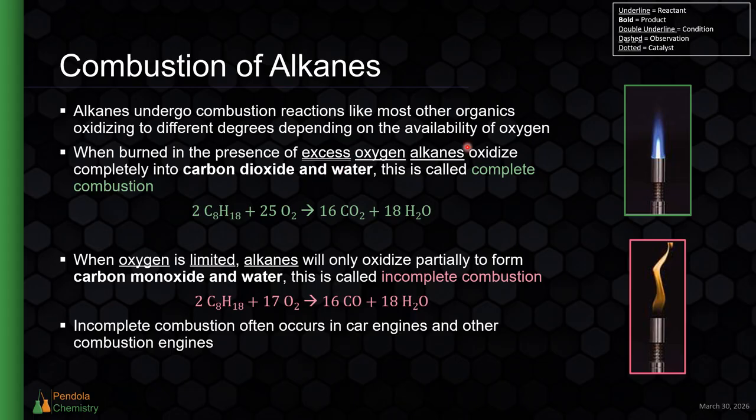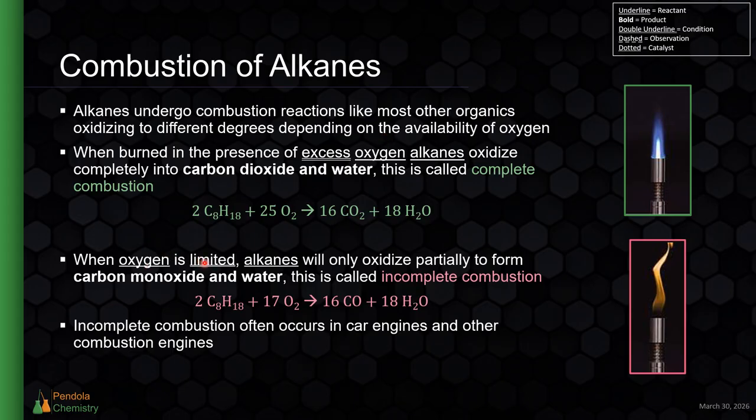Now, a few things to point out here. Notice how excess is in double underline. That's because it's a condition. It's not just that we have O2 as a reactant and the alkane. We need that O2 to be in excess, meaning that we have more oxygen than we need. And this is important because there's also what we call incomplete combustion, which we are less familiar with.